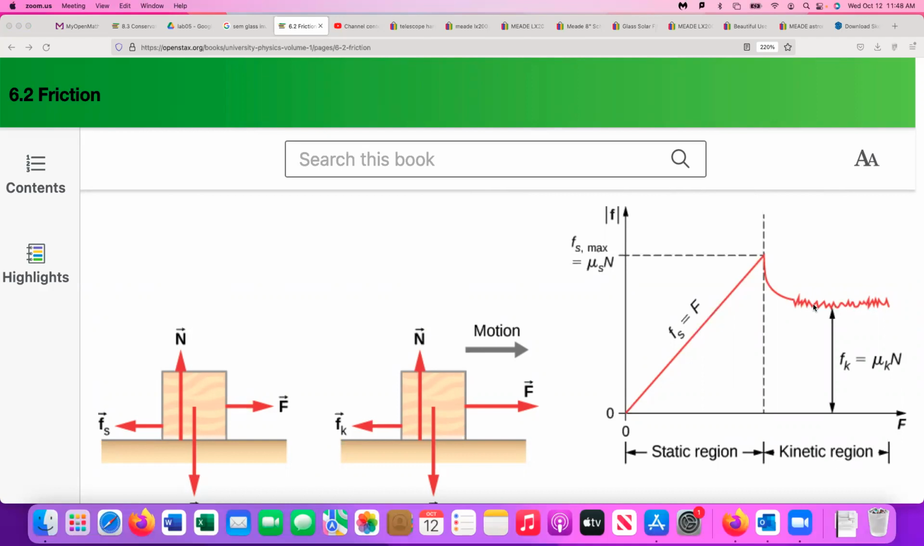right? And that constant-ish value is going to be the same value as long as you're pushing the box. Doesn't matter how hard you're pushing it, doesn't matter how fast it's moving. The friction will be constant after you get it moving, constant-ish. It's not always perfectly constant because the surfaces aren't always perfectly uniform.